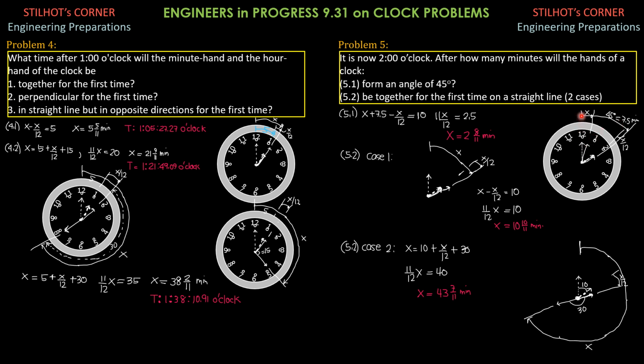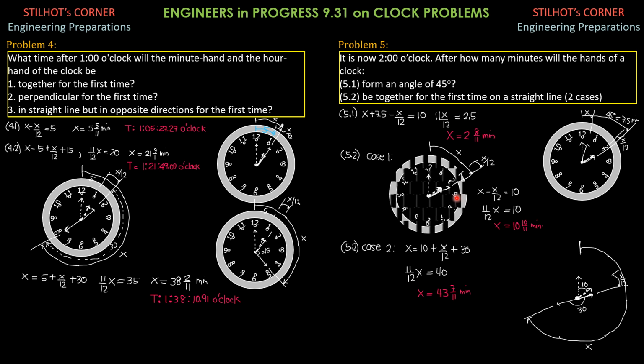Initial position of the minute hand to its final position x. Initial position of the hour hand to its final position x over 12. So from the figure, x plus 7.5, then minus x over 12, it ends at 2, and 2 corresponds to 10 minutes. So x plus 7.5 minus x over 12 equals 10. 11 over 12, x is 2.5. So x is 2 and 8 over 11 minutes. So that's the answer.